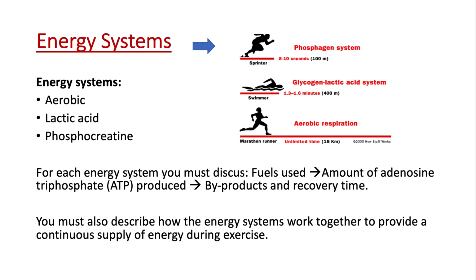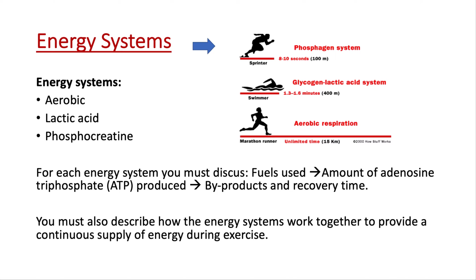So again, I'm just going to re-emphasize that you need to define the aerobic, the lactic acid, and the phosphocreatine energy systems. You must also discuss the fuels used, so the amount of ATP released, the byproducts, and the recovery time. More importantly, you must also describe how the energy systems work together to provide a continuous supply of energy during exercise.